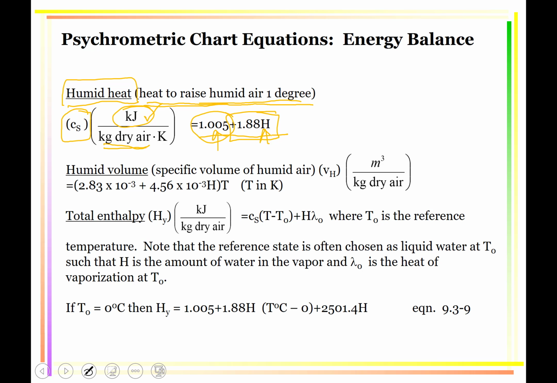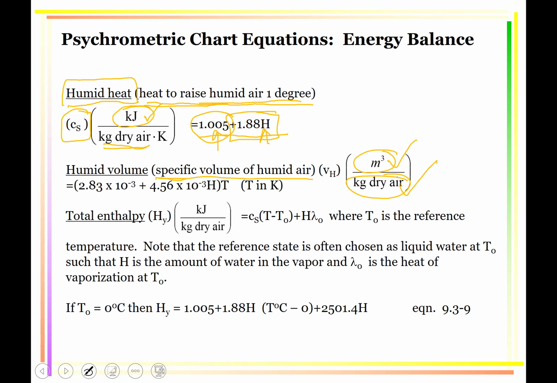Then we have humid volume. This is the specific volume of humid air. And this one has units of meters cubed of humid air per kilogram of dry air. Again, this meters cubed is for the humid air, but it's presented in this ratio with kilograms of dry air in the denominator.